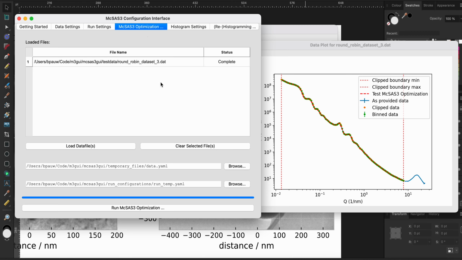So yeah, that's all for this video. Please do play around. I will have probably a couple more videos to explain the back end a little bit, the HDF5 structure, the information that you can find there, and the way that McSAS actually optimizes. So do check out those videos.